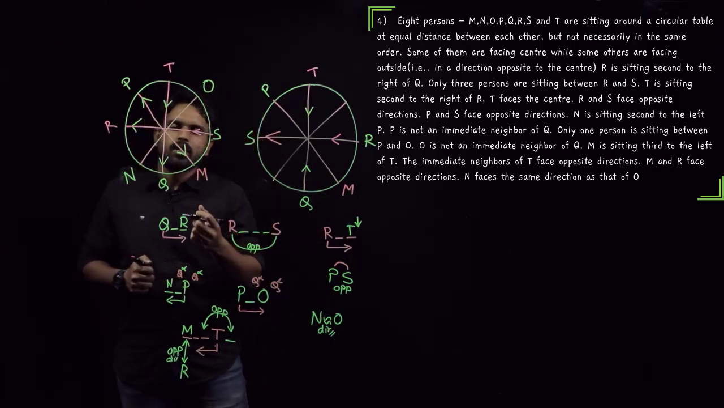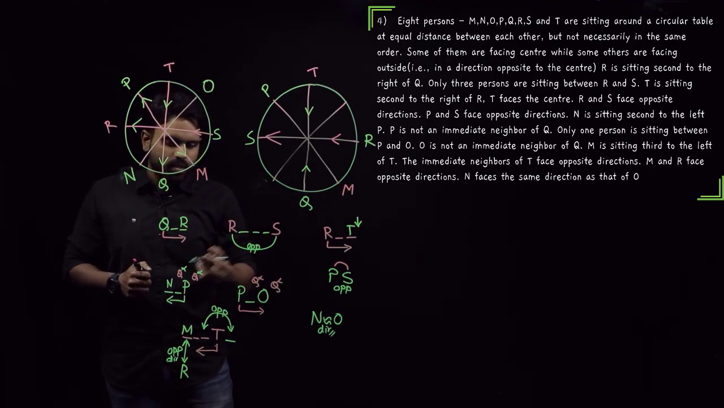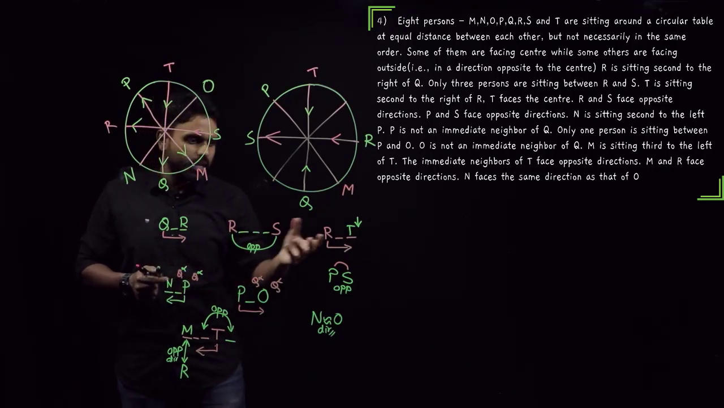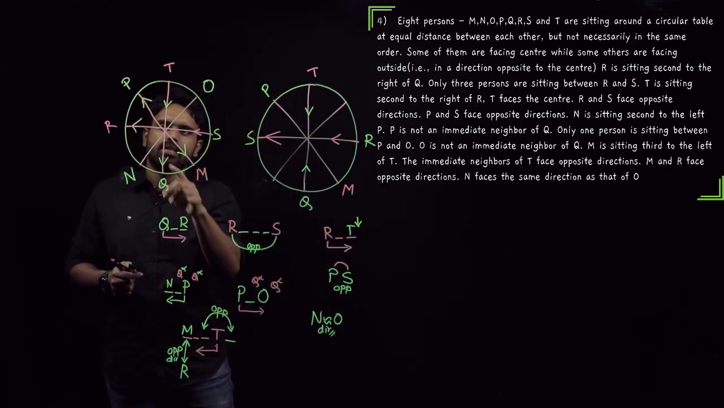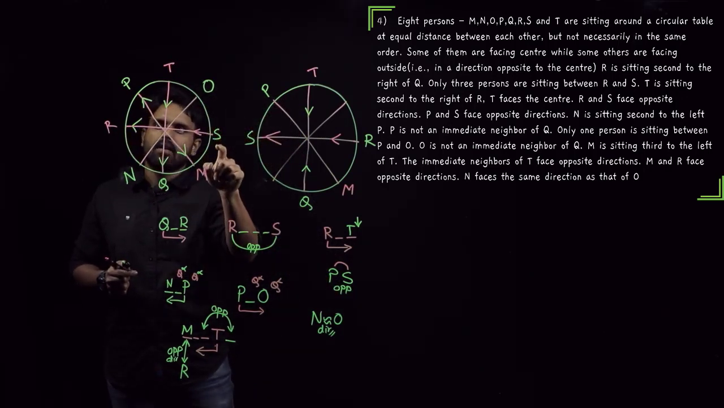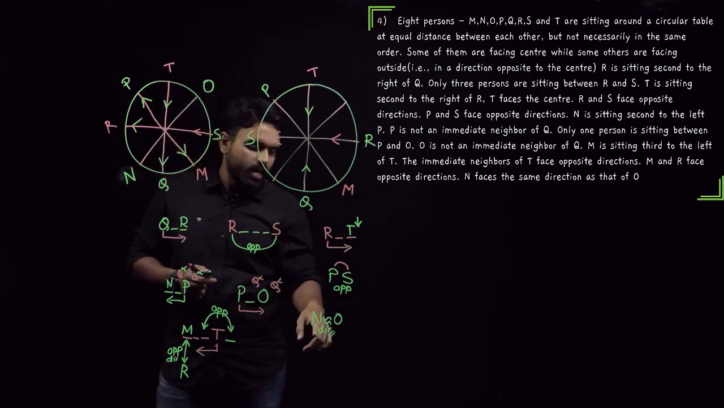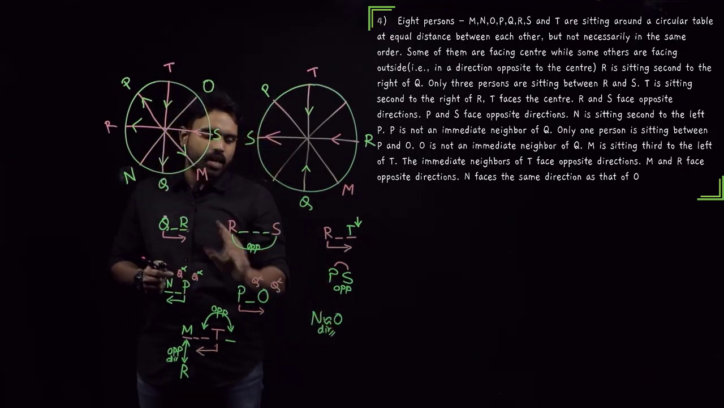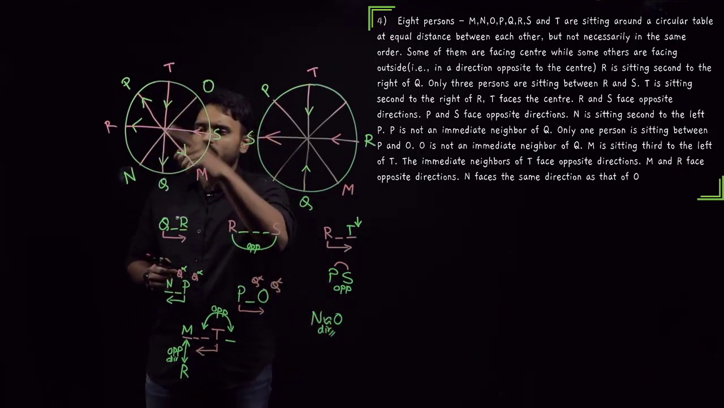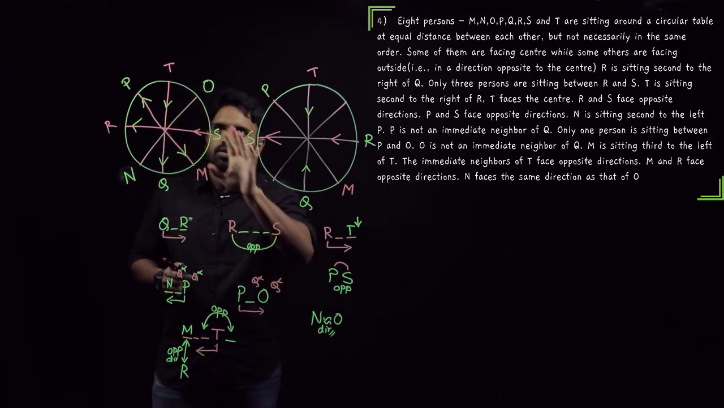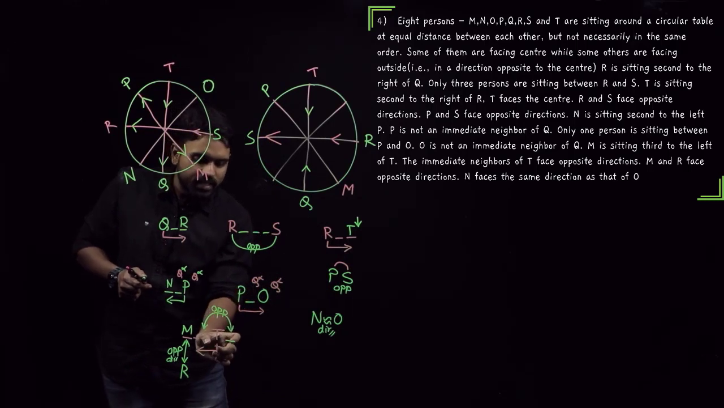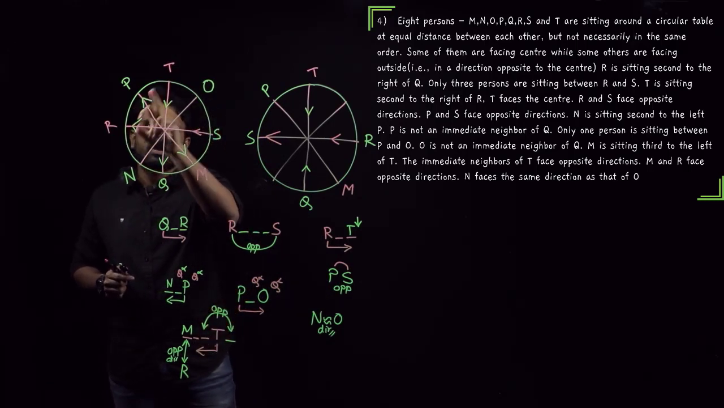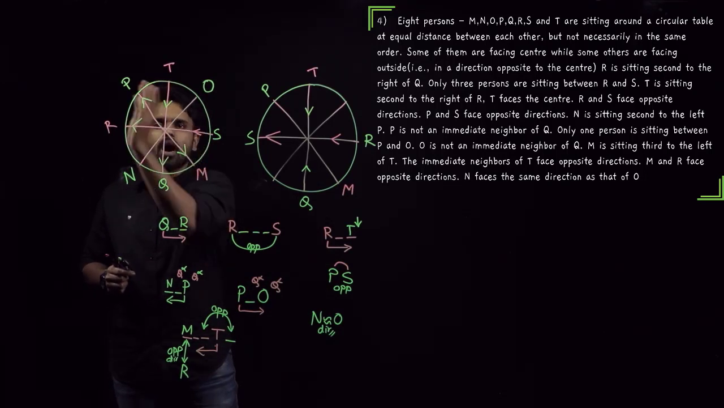It is solved now. What is left is the directions. So, to solve the directions, let's see something about directions. P and S are facing opposite directions, it is done. N and O face the same directions. If we know the direction of one of them, we can fill in the other. So, let's try to find something related to T. The neighbors of T are facing opposite directions. One neighbor of T, that is P, is facing outside.